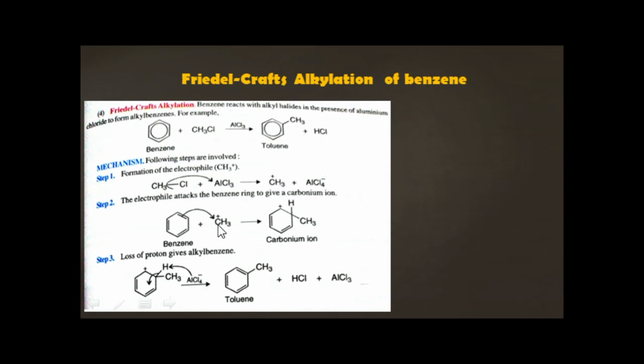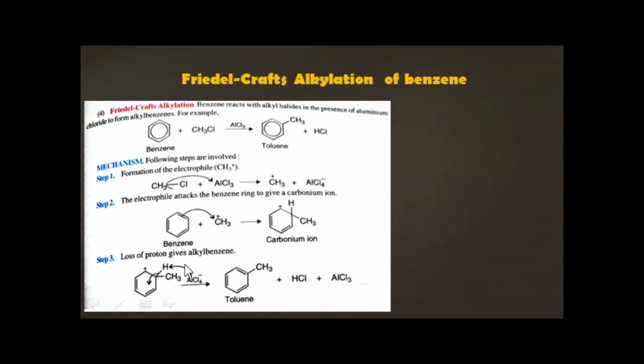This electrophile in the second step attacks the benzene ring, leading to the formation of the carbonium ion. So what is carbonium ion? Carbon with positive center. So here the substituted methyl group is here, adjacent to the substituted group, the carbonium ion, that is carbon with positive charge here. This is resonance stabilized. In the third step, loss of proton forms the desired product, that is alkyl benzene.